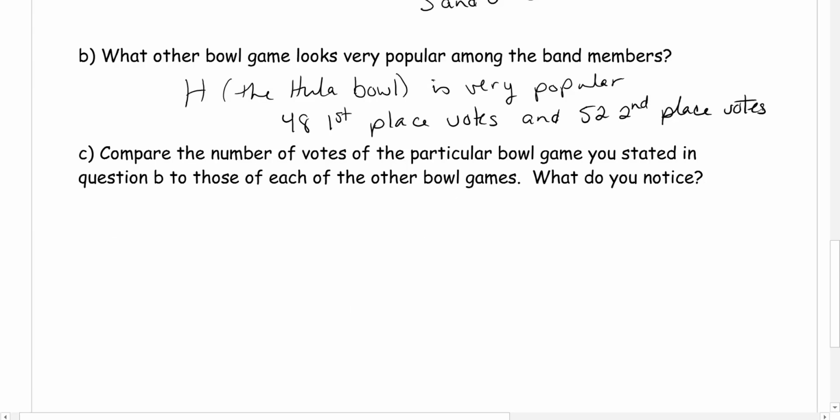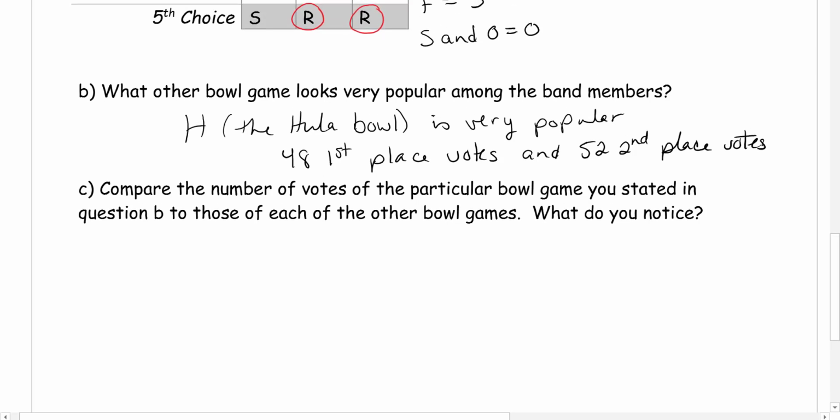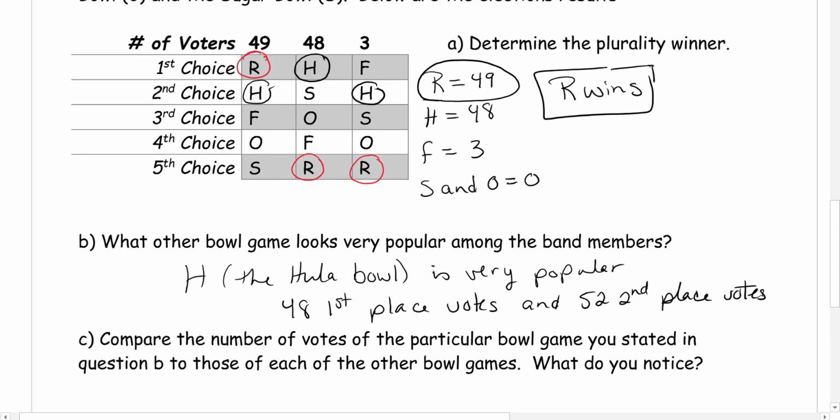Now we want to compare the number of votes of the particular bowl game you stated in question B to those of the other bowl games. And what do you notice? H, even though it doesn't have the most first place votes, has a lot of second place votes, versus R, the Rose Bowl, which has the most first place votes, but it also has the most last place votes of any other bowl.